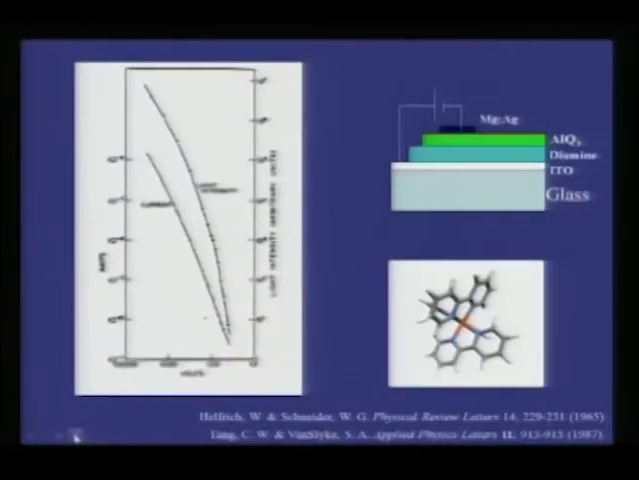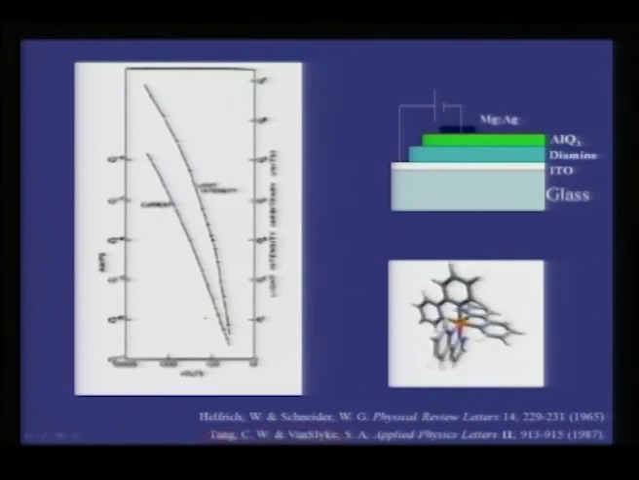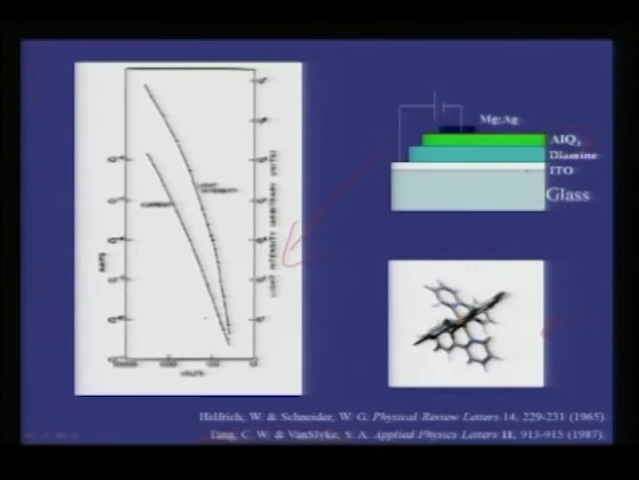Where did it all start? We need to give credit to Tang and Van Slyke, who brought Alq3 into focus, and this is typically an Alq3 complex which is shown in the animation. If you make a device such as glass, ITO, diamine and Alq3 capped with the cathode, then you can see that OLED performance occurs, where with increasing voltage you see the current and the light intensity rising exponentially.